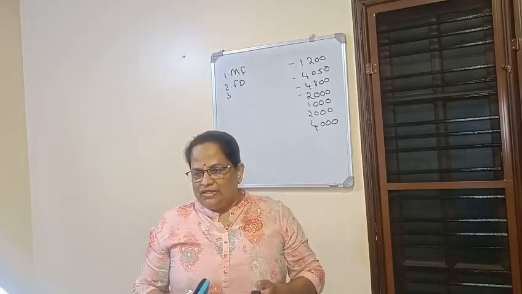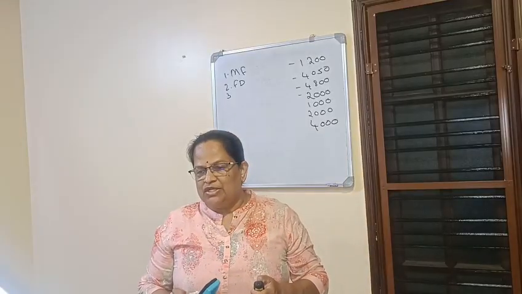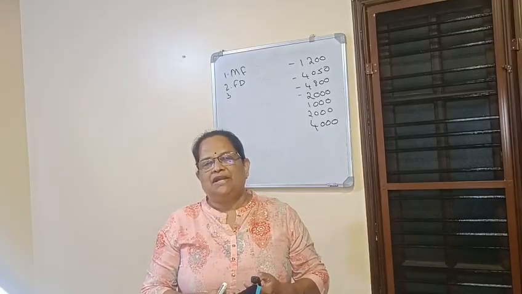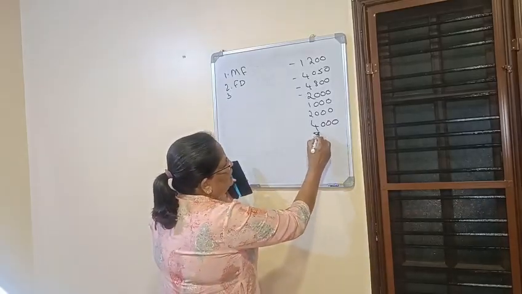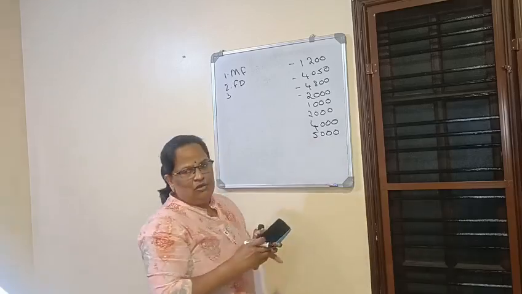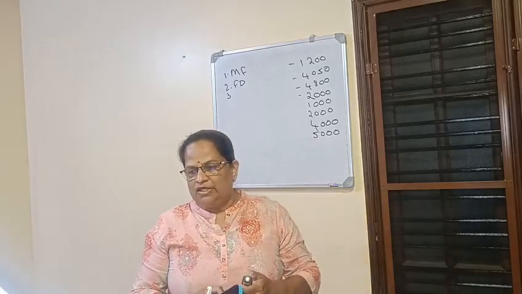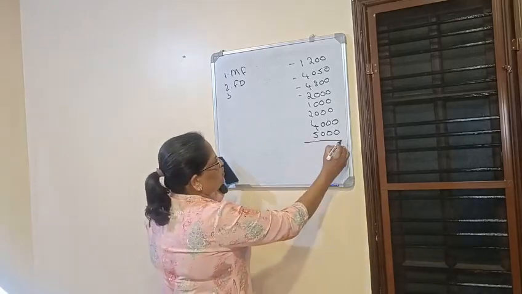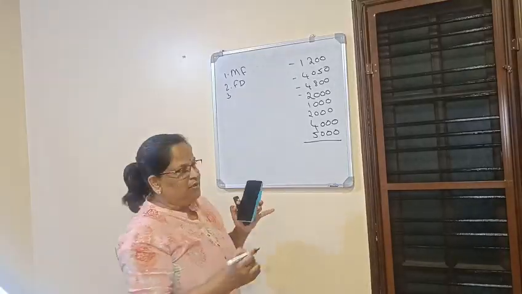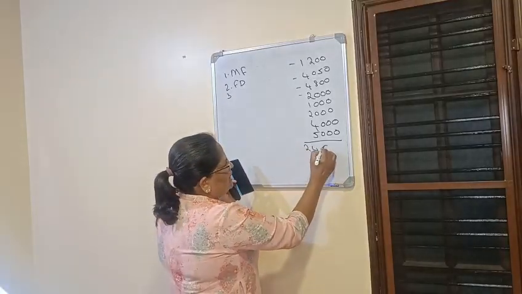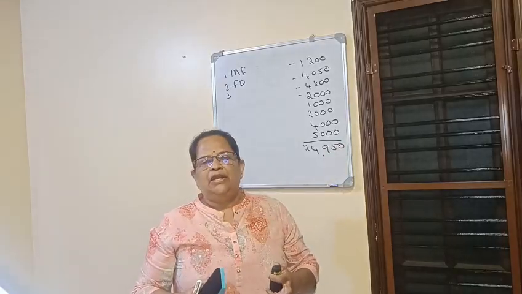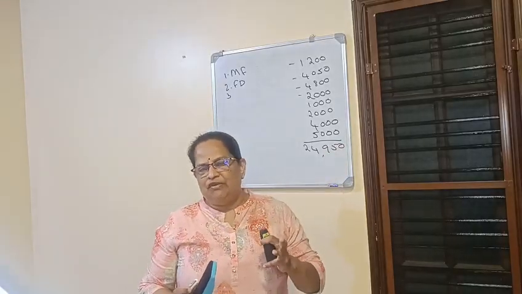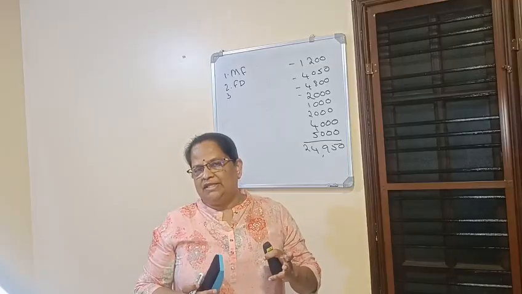Next is interest on post office national savings certificate, which is taxable but eligible for exemption under section 80C. That also we will learn when we learn general deductions. Value is 5,000. Next is total income from other sources we have to take. The total value is 24,950.